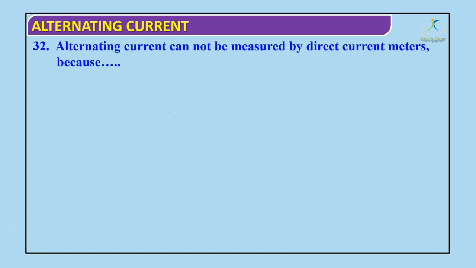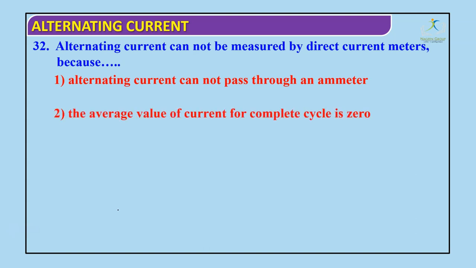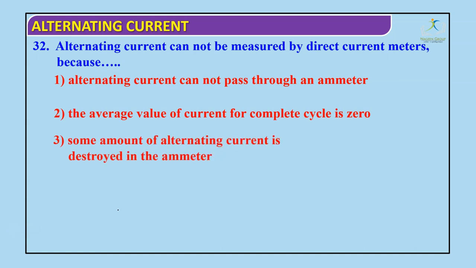Next question we have: alternating current cannot be measured by direct current meters because alternating current cannot pass through an ammeter. The average value of current for a complete cycle is 0. Some amount of alternating current is destroyed. The ammeter peak value of a current is 0. The correct answer for this question is the average current for a complete cycle is 0.